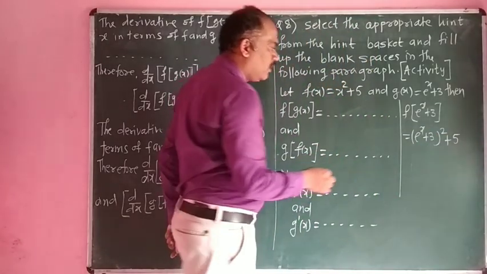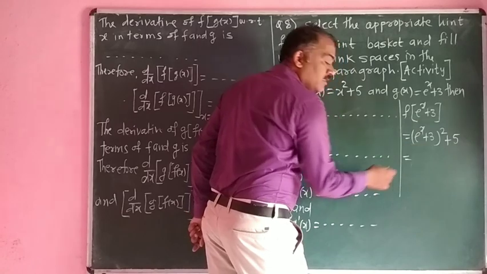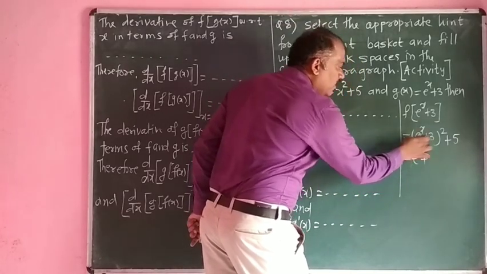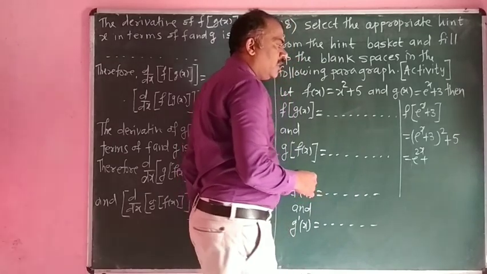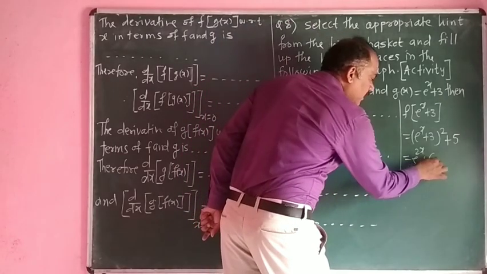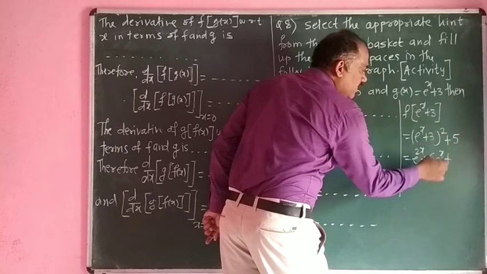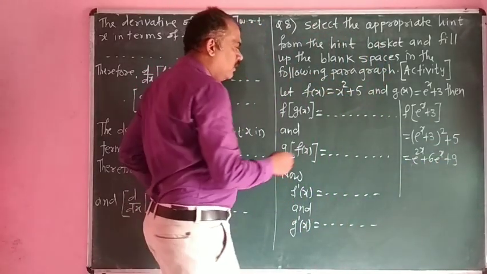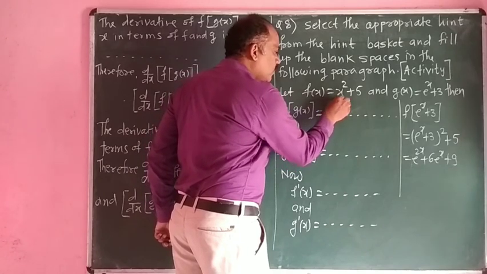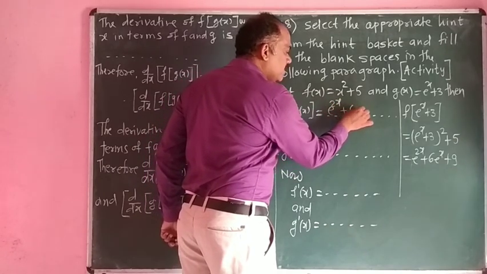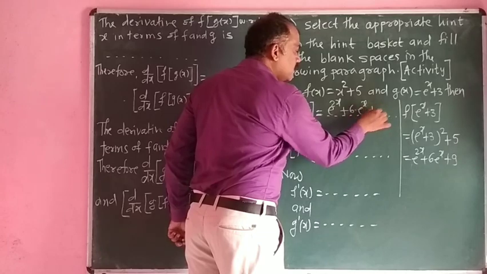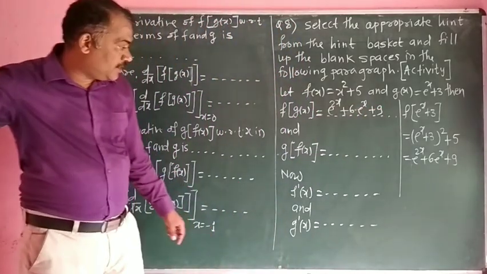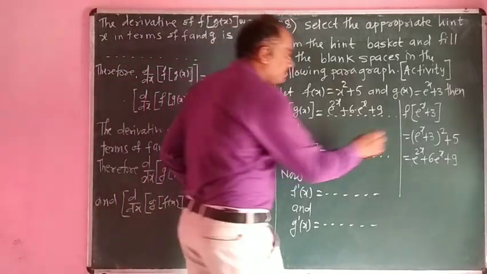After simplification, what do we get? e raised to x square, that is e raised to 2x, plus 2 times e raised to x into 3, that is 6 e raised to x, plus 3 square is 9. So we get e raised to 2x plus 6 times e raised to x plus 9. Now we have to find the value of g of f of x.